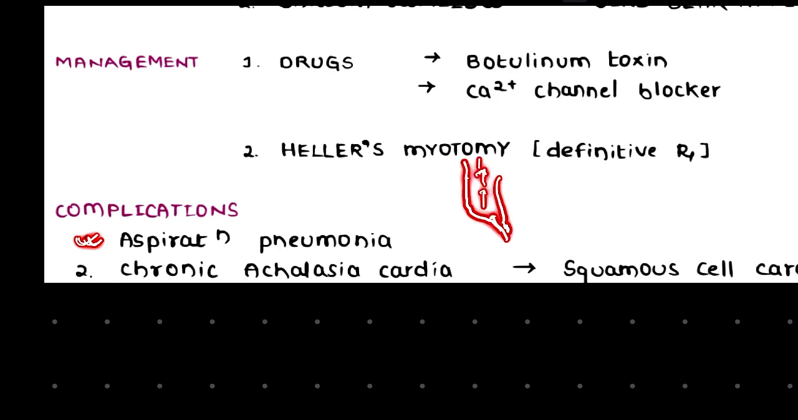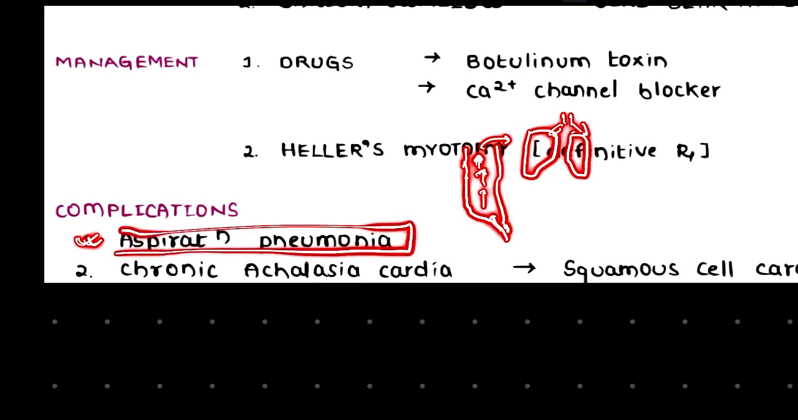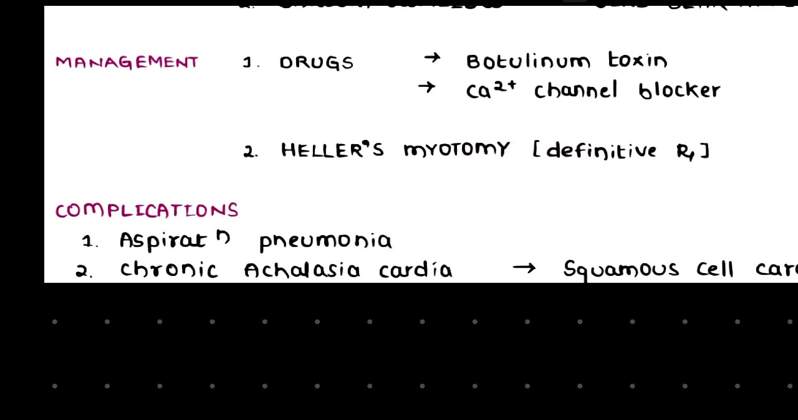reflux, regurgitate, right? As they reflux or regurgitate, what will happen? The food material can enter into the region of our lungs, right? As they reach the region of our lungs, what will happen? There can be aspiration pneumonia, right? And another thing is it can result in chronic achalasia cardia also, right?